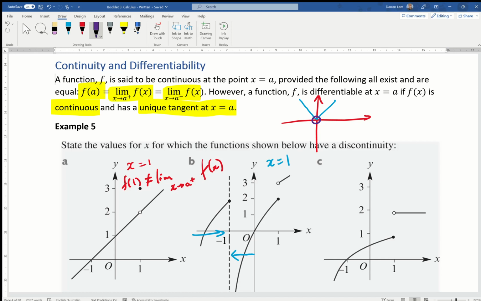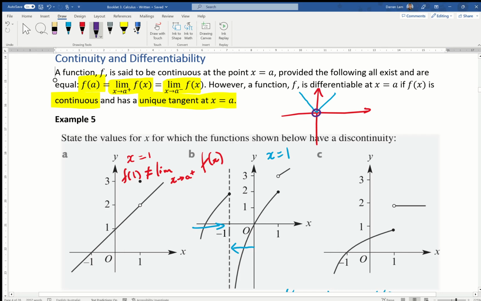The same thing goes, of course, if our function actually has an open circle and the function itself is discontinuous. Let's just pretend the blue line's not there. If the function looks like that, the function doesn't exist at x equals 0, so of course it can't be differentiable at x equals 0.